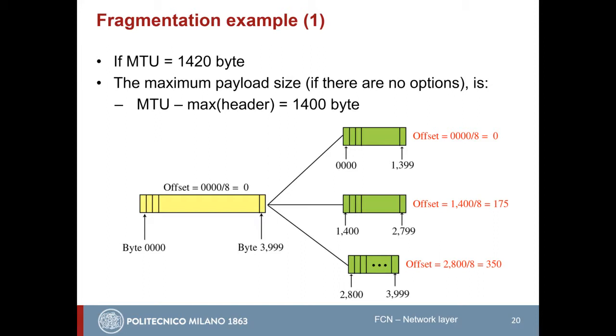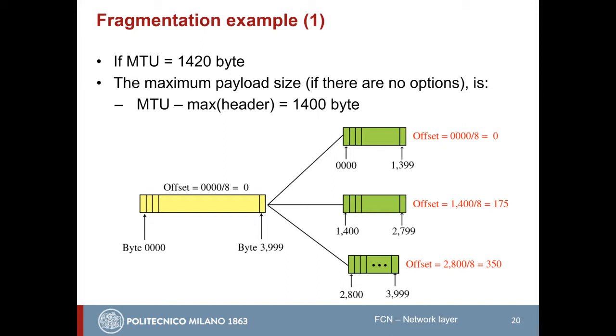Then this packet has to travel across a network, and we know that at a certain point it arrives at a link with an MTU equal to 1,420 bytes. So remember that the MTU is the maximum size of the payload, or the data field, of the layer 2 frame. So it means that this is also the maximum total size of an IP packet which is allowed to be encapsulated in that frame.